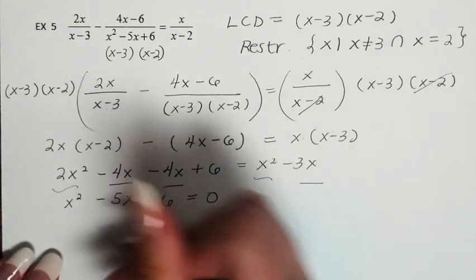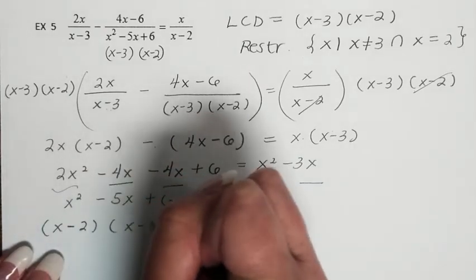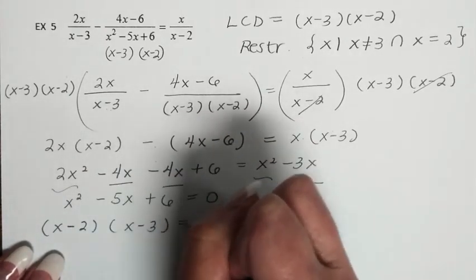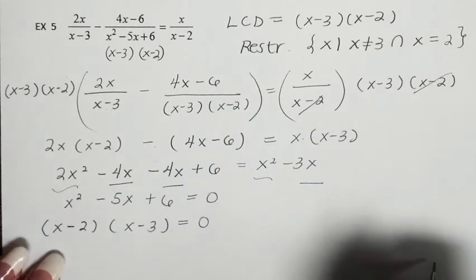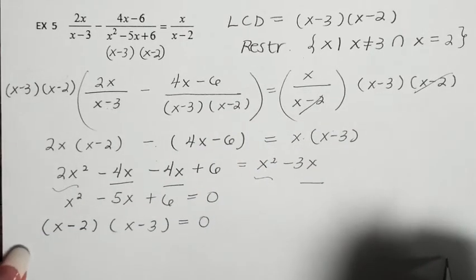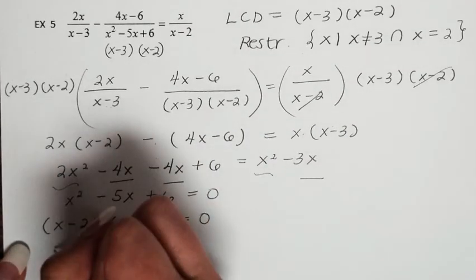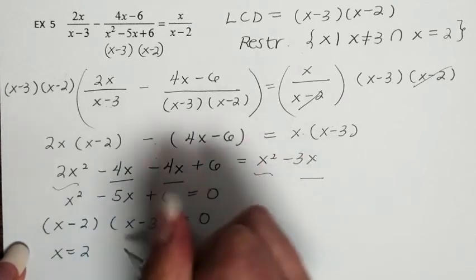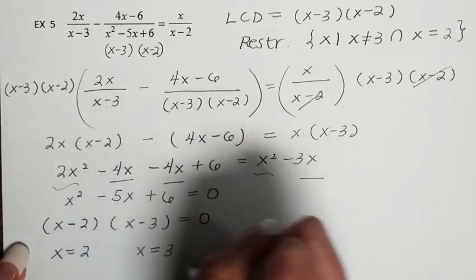Okay, so how can I factor it? You know that it's going to be x minus 2, x minus 3, and this is going to be equal to 0. Okay, so knowing your algebra pretty well, you know that your solutions are going to be x equals 2 and x equals 3.